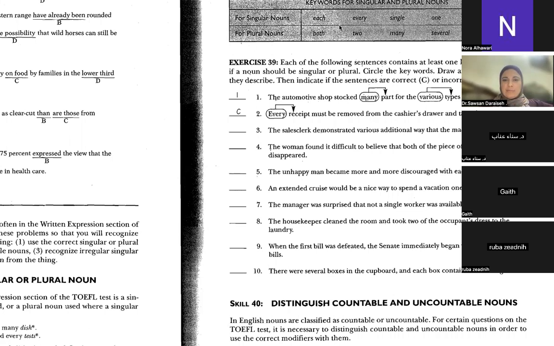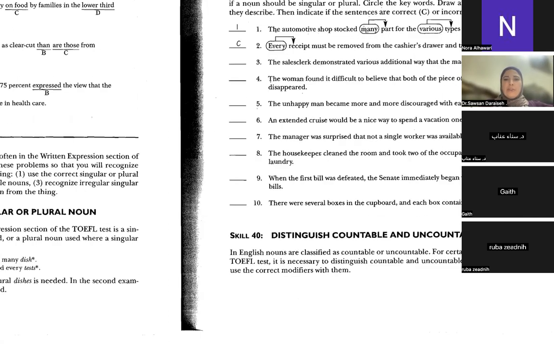Number 10, Doctor. Yeah, go ahead for 10. There were several books in the cupboard. Yeah, there were. And each box contained a dozen glasses. It's correct one. Each box singular. Good. There were several boxes in the cupboard. And each box contained a dozen glasses. Correct, 100%. Thank you. So there were several boxes in the cupboard.